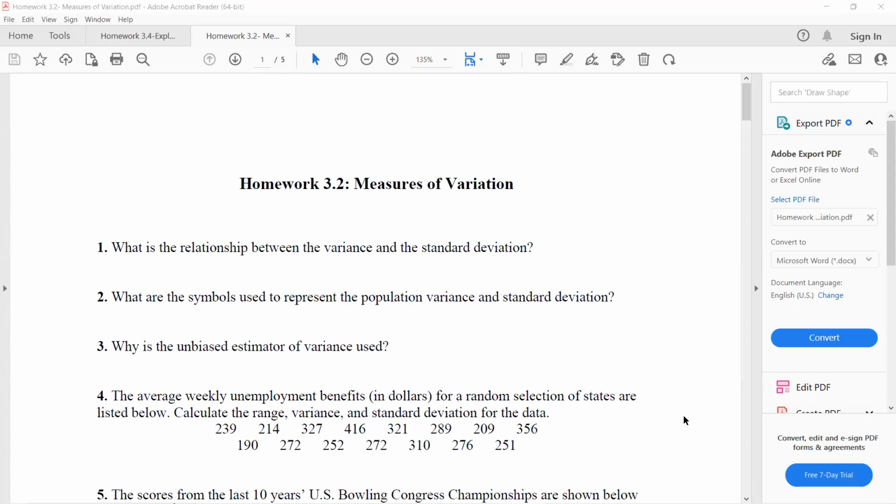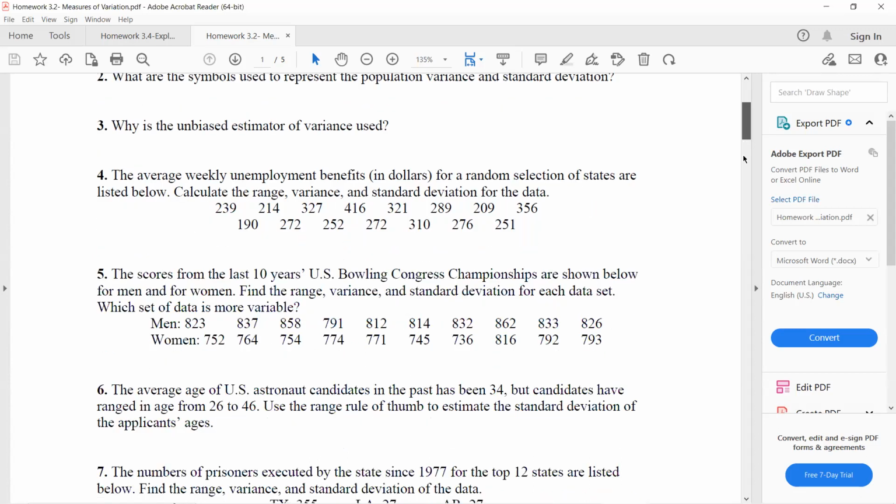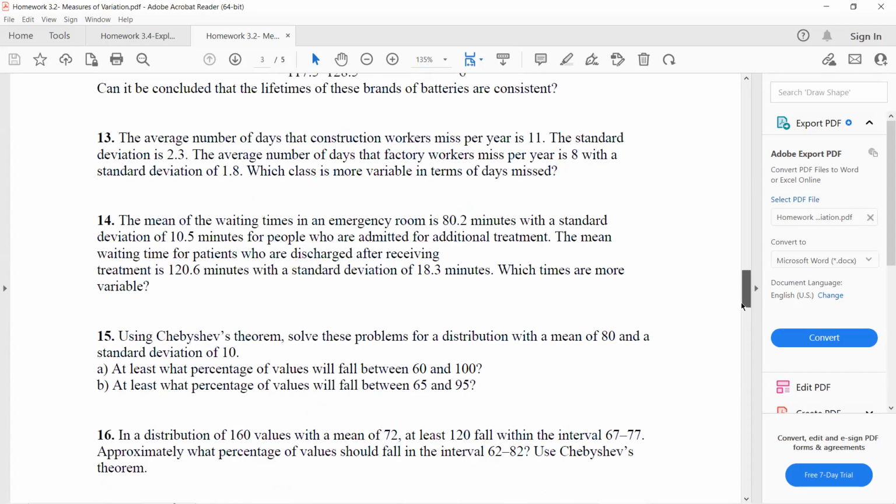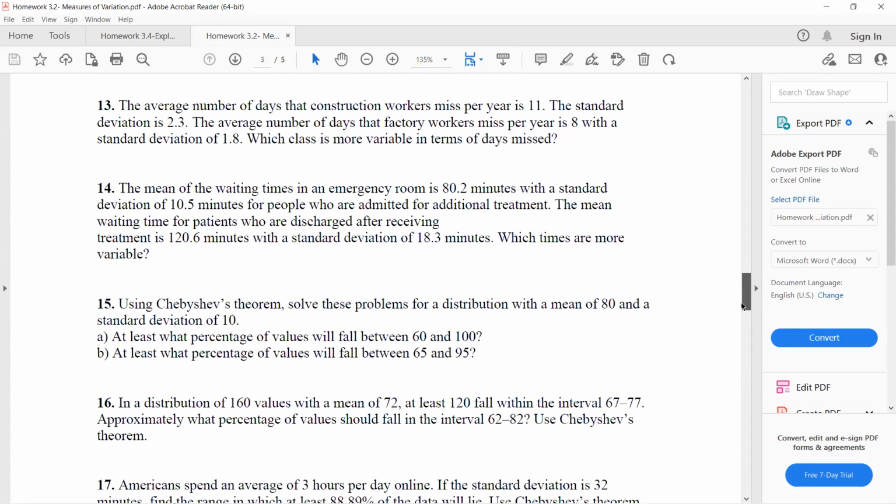I think it's 16. Okay. That might be the Chebyshev's problem. Oh yeah, this was the difficult Chebyshev's problem. There's actually a dedicated video to this one as well, but I'll go ahead and go over it again. My internet is a little bit spotty right now, so I'm going to hope that it will hold out, and if not, then I'll switch to my hotspot, but we will see what happens.